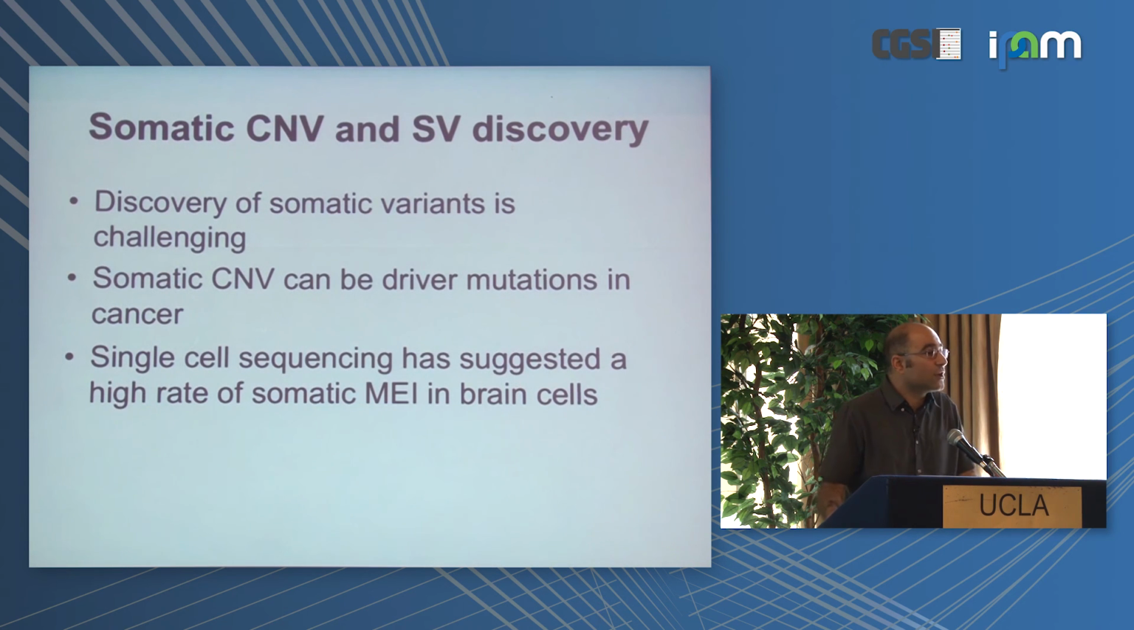And also in the context of neuroscience, there are quite a few recent papers which claim there is a very high rate of somatic mobile elements, especially L1, in neurons. So it might happen that a lot of the neurological diseases are because of somatic variations. It's not known, but we know the somatic rate is really, really high in neurons. And finding these variations is very, very challenging at the moment.